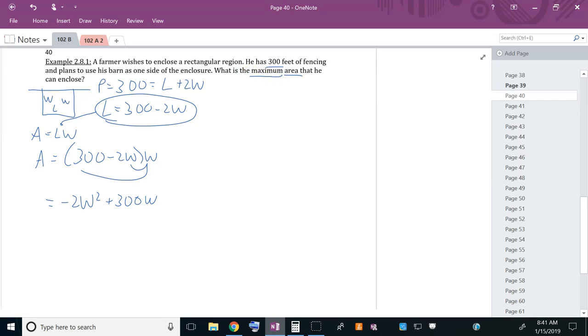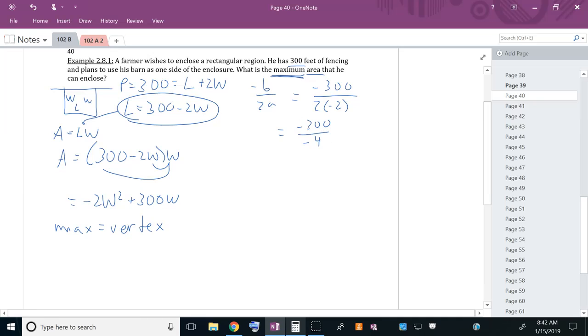Now, if we remember a couple sections ago, we said that the maximum occurs at the vertex if this parabola opens down, which it does. So we need to understand that anytime a question is asking us for a maximum, that means we want to find the vertex. Our equation for vertex was negative b over 2a. So here b is 300 and a is negative 2. And I get my max width is 75.